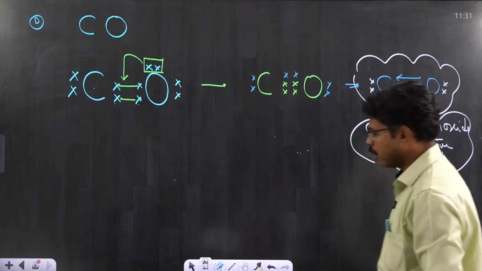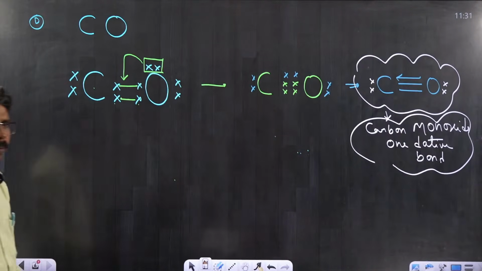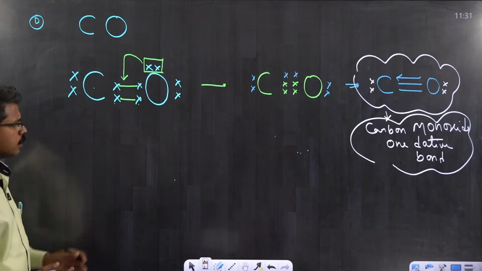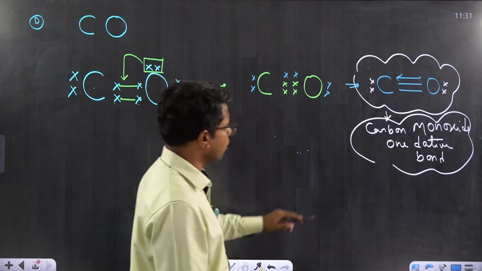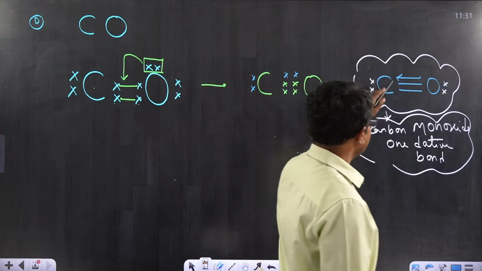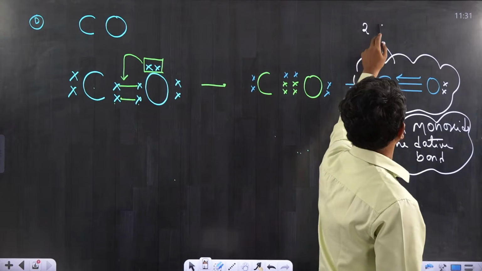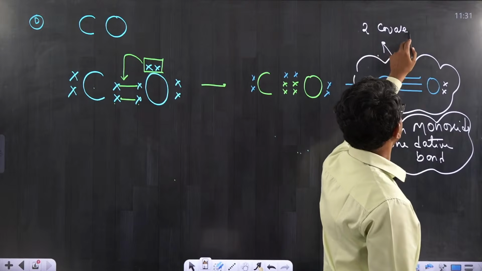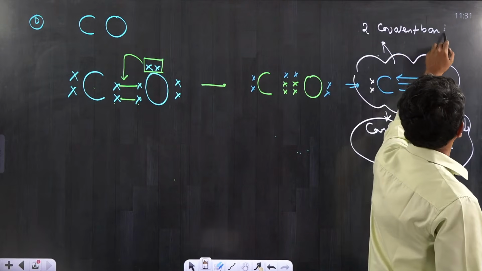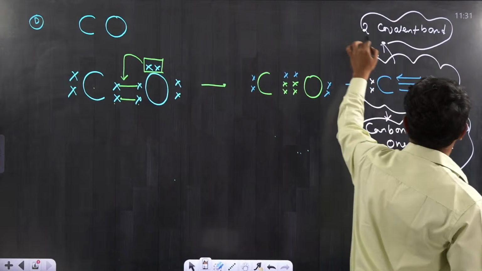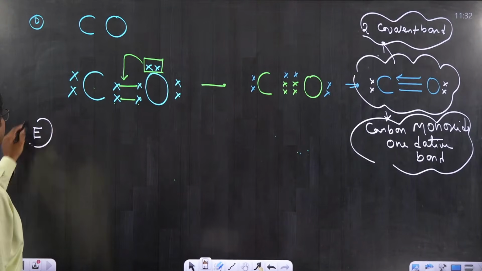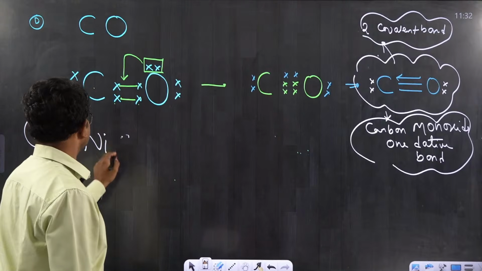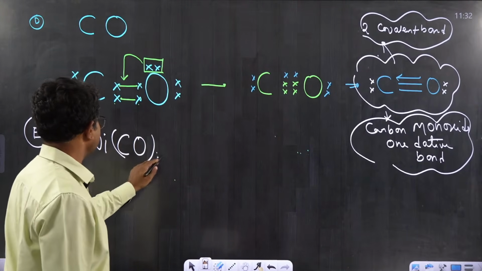Have you got this point? The third bond which is formed between carbon and oxygen is a Dative bond. The rest of the 2 bonds, as I told, are normal covalent bonds. In CO, there is 1 Dative bond, the remaining 2 bonds are covalent bonds. 2 covalent bonds we have and 1 Dative bond. Let's continue the discussion about the compound which is given as NiCO4.